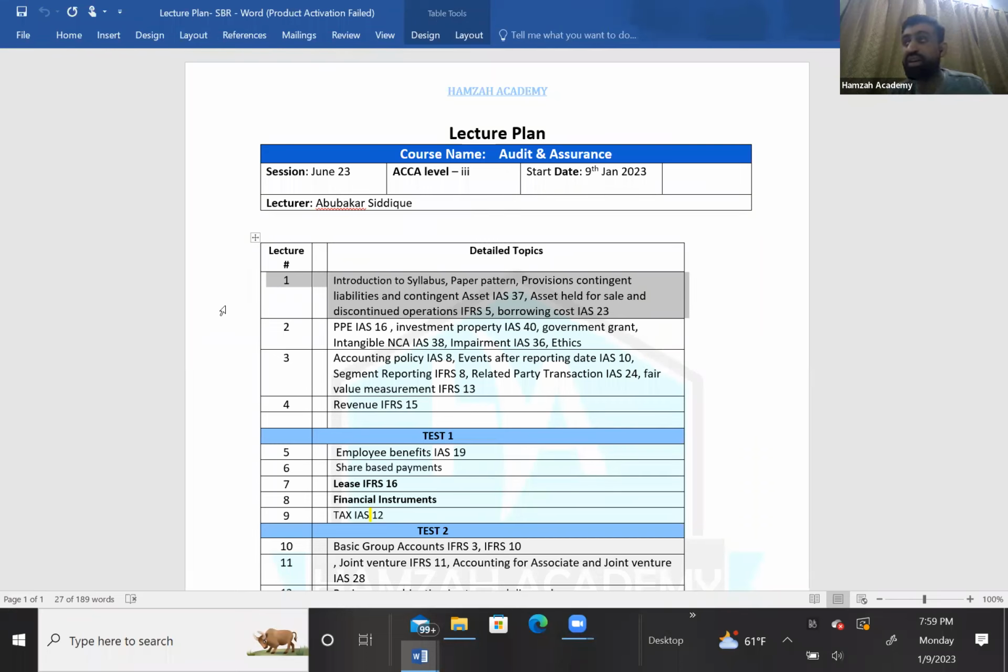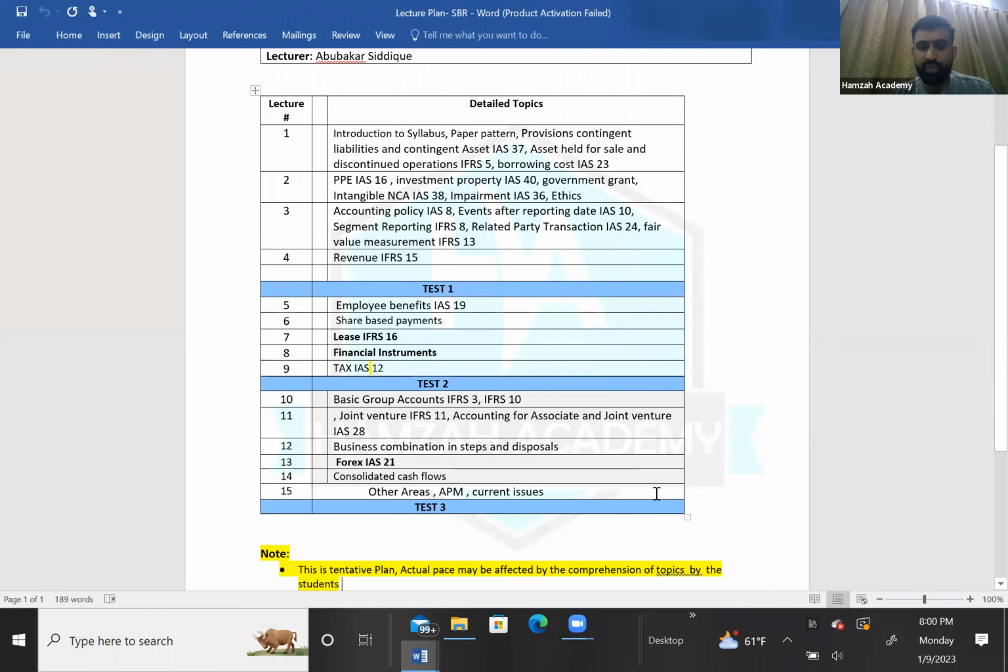Then we will be having test 1. After that, we will be covering IAS 19, employee benefits, IFRS 2, which is about share-based payment, IFRS 16, leases, financial instruments, IFRS 9 and IAS 32, then tax, IAS 12. That will be the next topics which we will be covering in the next phase. And after these topics, we will be having test number 2.